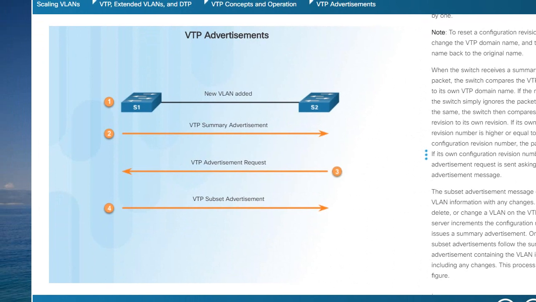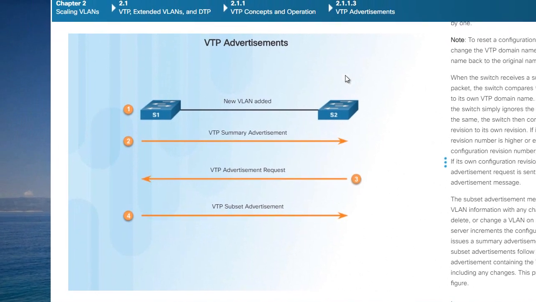If we go here, we've got S1, S2. S1 sends a summary advertisement to S2. That summary advertisement again has the VTP domain and the revision number. If they're in the same domain, S2 looks at it. If they're not in the same domain, S2 is just going to discard it. Okay. It sees it's in the same domain, then looks at the revision number.